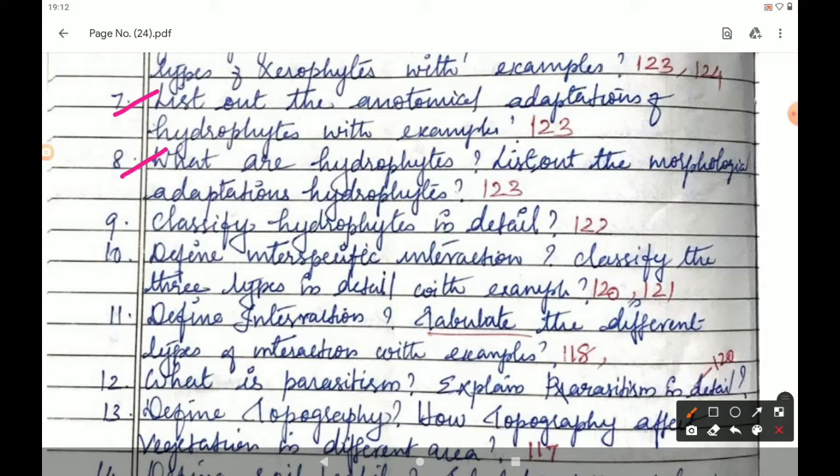The next question, 9th question, classify hydrophytes in detail. Answer is given in page number 122. Hydrophytes are plants which live in water or wet places. Then 5 types of hydrophytes are given. Free floating hydrophytes: plants freely float on water. Example, Eichhornia, Pistia. Rooted floating hydrophyte: the roots are fixed in mud, but their leaves and flowers are floating on the surface.